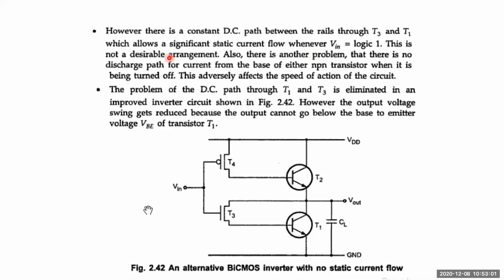And this is not a desirable arrangement. If it is constantly supplying some voltage over here, definitely what happens? If it is supplying a constant input base current, you cannot expect any kind of output at the output of the BiCMOS inverter, because whenever T1 is turned on, your T1 will be completely transformed into a current sink.